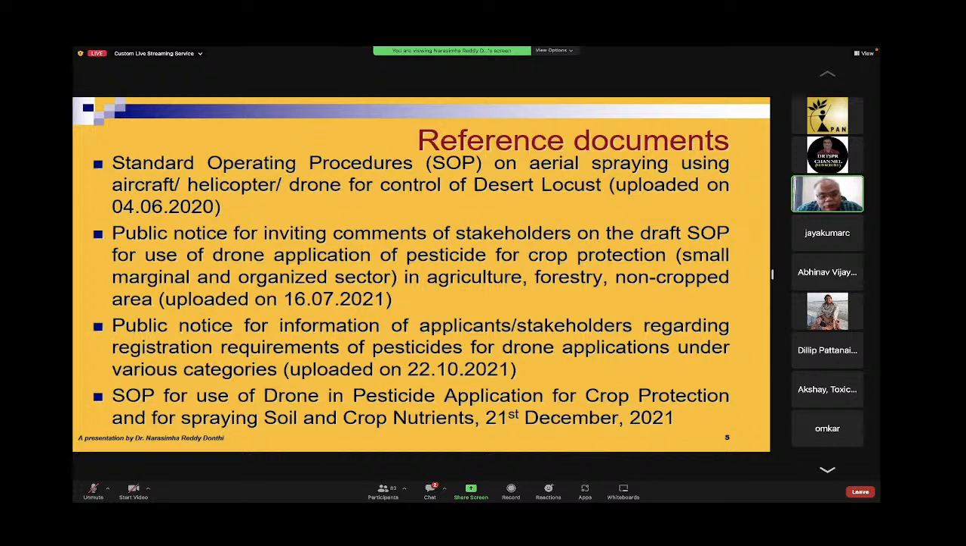So I am just speaking about these 4 documents which have been released by Government of India, especially the standard operating procedure. So we made detailed comments on this SOP which was prepared and released by Government of India.